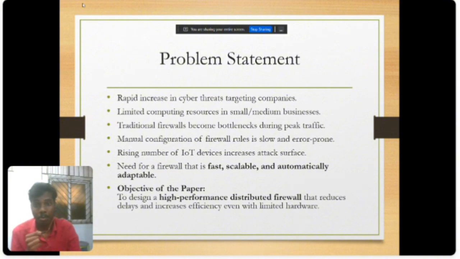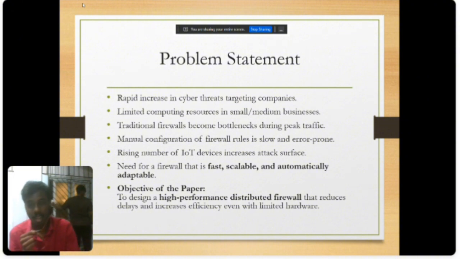Manual configuration of firewall rules is slow and error-prone. Rising numbers of IoT devices increase the attack surface. There is a need for a firewall that is fast, scalable, and automatically adaptable. So the objective of this paper is to design a high performance distributed firewall that reduces delay and increases efficiency even with limited hardware.